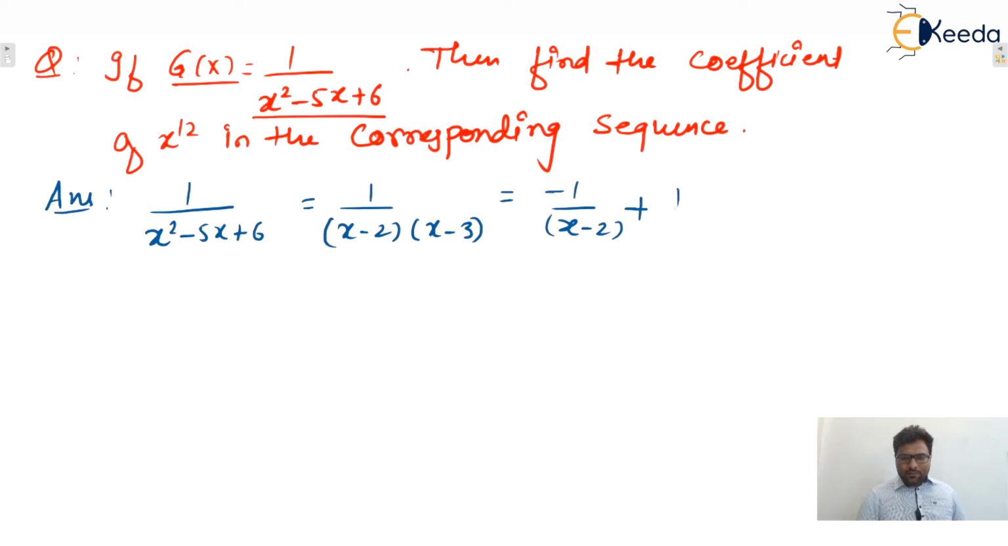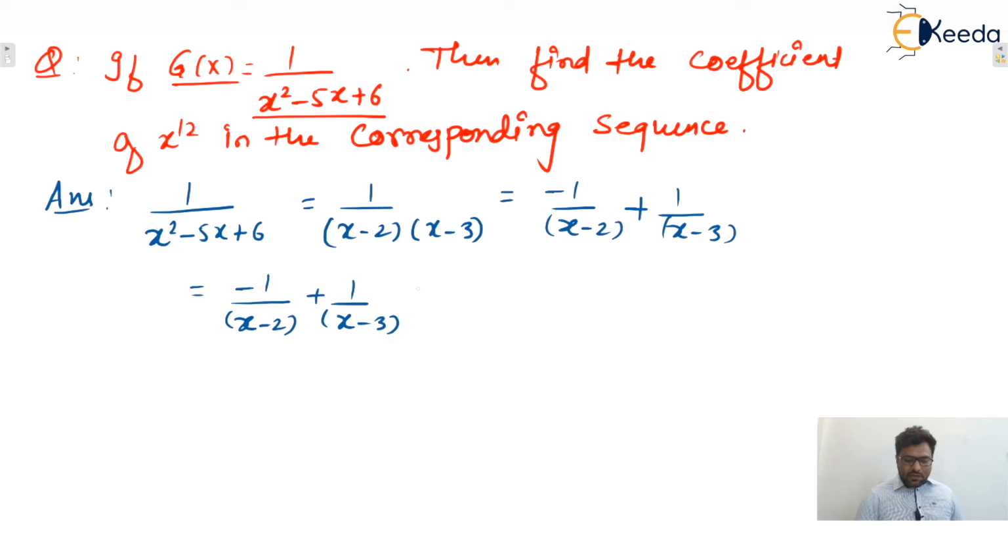I think you know about partial fractions, that is applied in integration. So with the help of partial fractions, whatever be the multiplication terms in the denominator, this can be written as a summation. That is the partial fraction. After applying partial fractions, it comes out to be minus 1 upon x minus 2 plus 1 upon x minus 3.